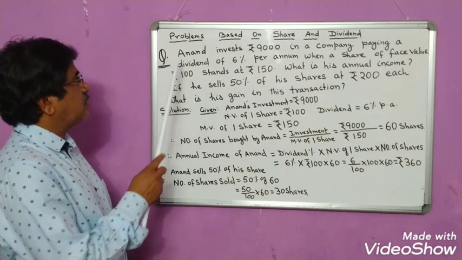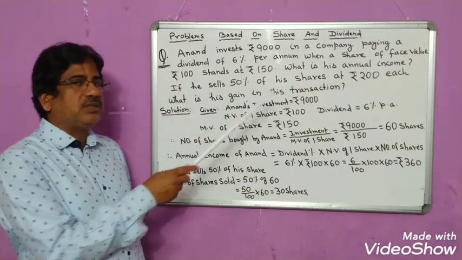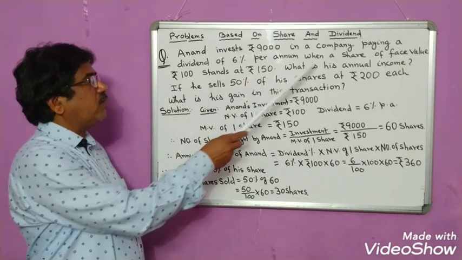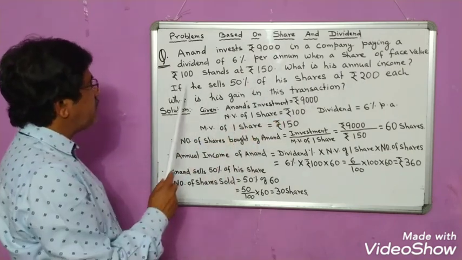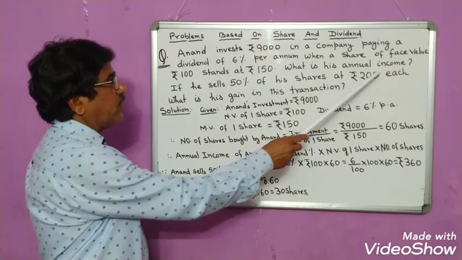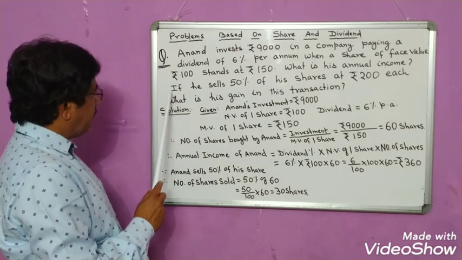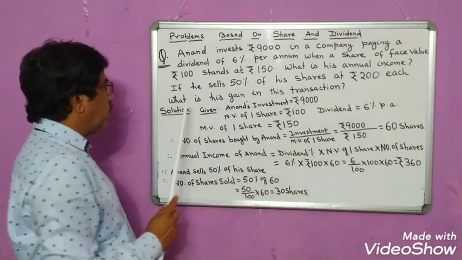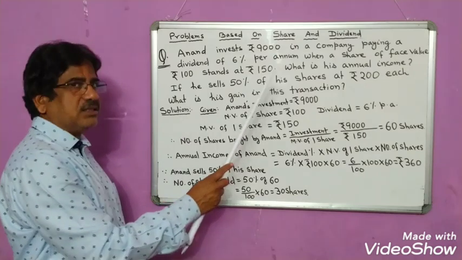Here in this question, Anand invests rupees 9,000 in a company paying a dividend of 6% per annum when the share of face value rupees 100 stands at rupees 150. What is his annual income? Again, if he sells 50% of his shares at rupees 200 each, what is his gain in this transaction?